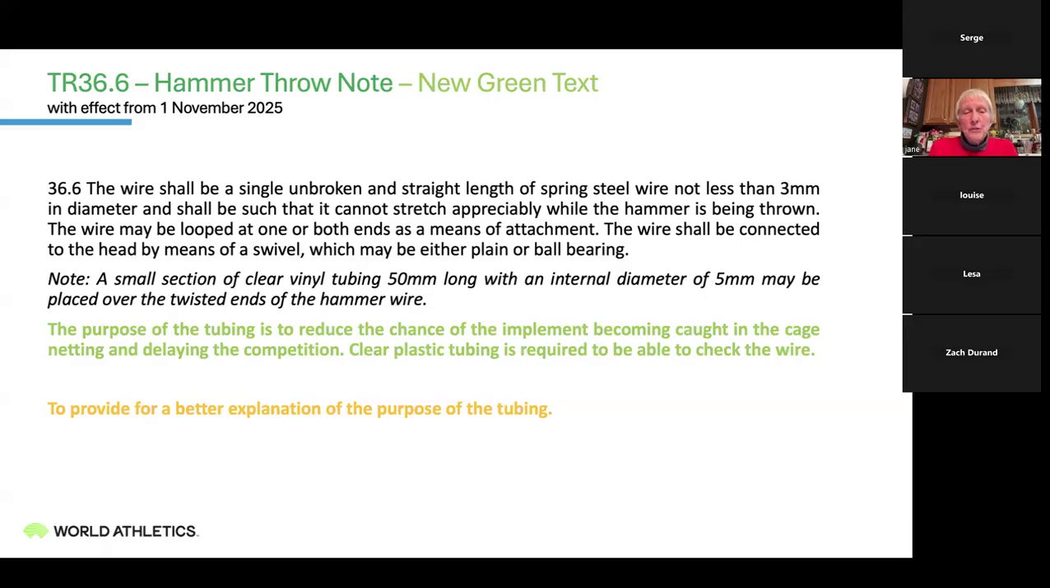The purpose of the tubing is to reduce the chance of the implement becoming caught in the cage netting and delaying the competition. Clear plastic tubing is required to be able to check the wire. And the commentary is to provide a better explanation for the purpose of the tubing. It's not a really huge change, but more or less a clarification.